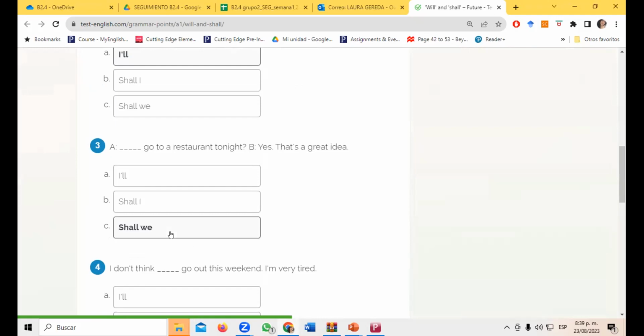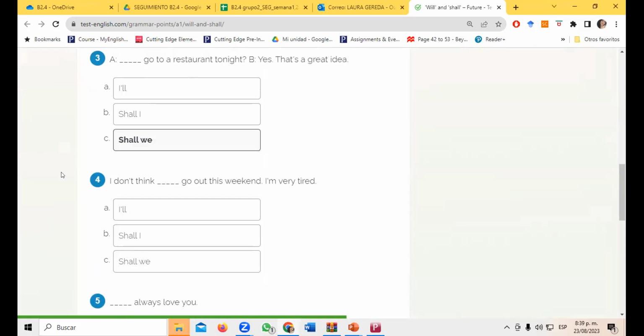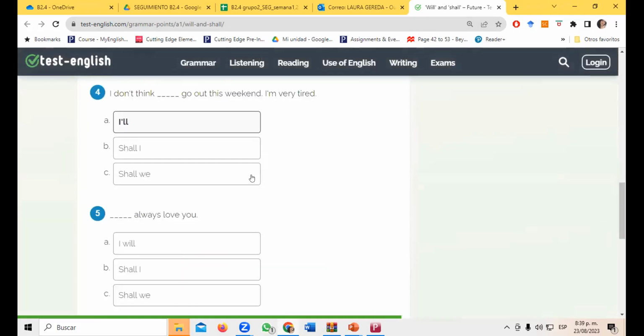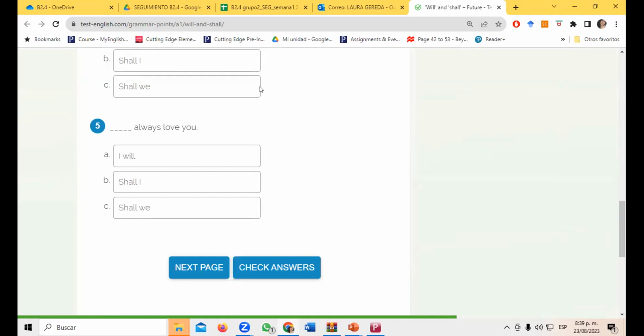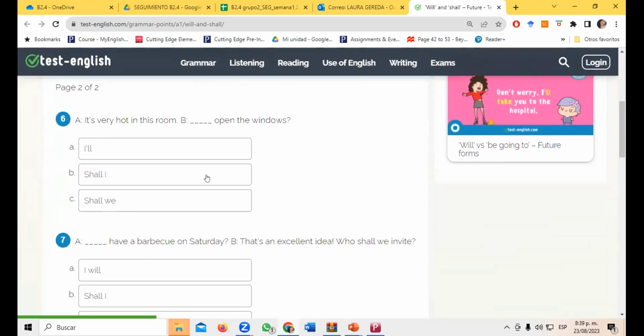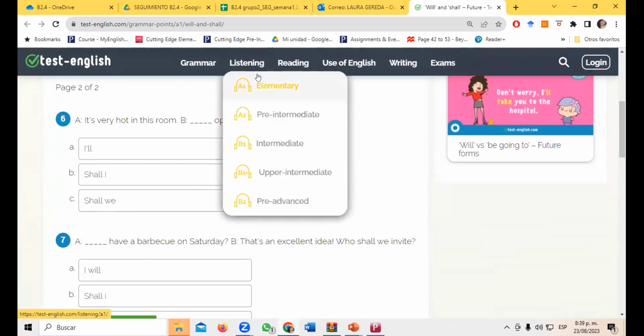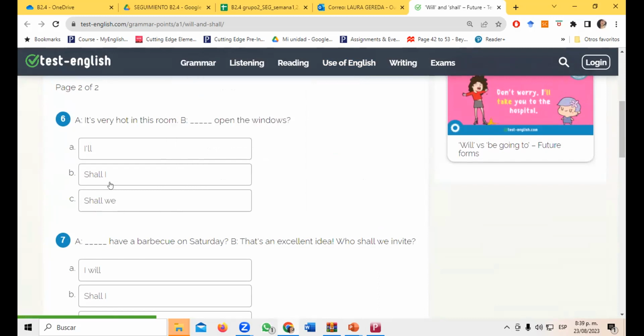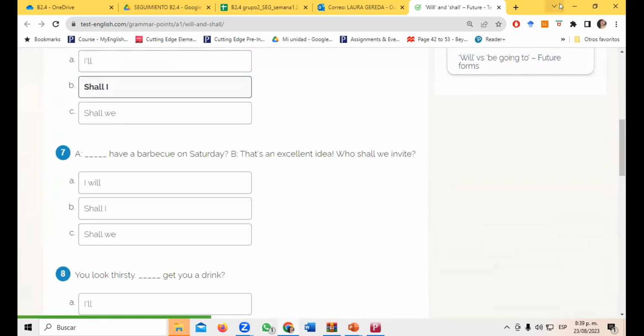Shall we go? Shall we? Yeah, I don't think go out this weekend. I'm very tired. I'll go out. Yeah, I don't think I'll go out this weekend. I'm very tired. 5, always love you. I will. I will always love you. It's very hot in this room. Open the windows. Shall I? Shall I open the windows?